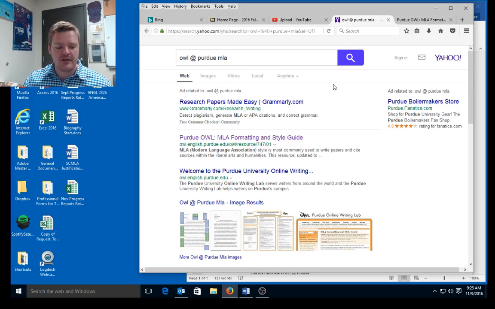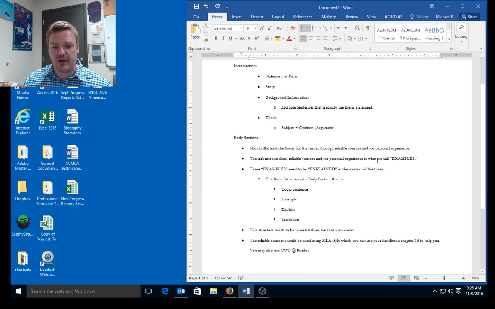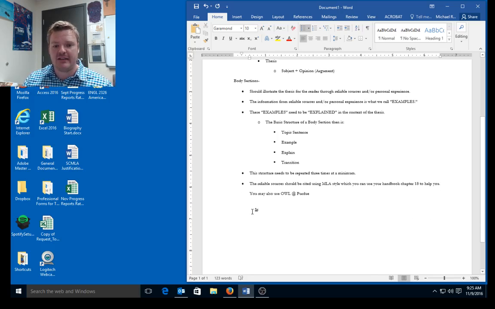So you need to make sure that you're citing in text your reliable sources, and you're doing a works cited page. Now that's the body section of your paper. The next section of your paper is the conclusion. The conclusion should restate the thesis.